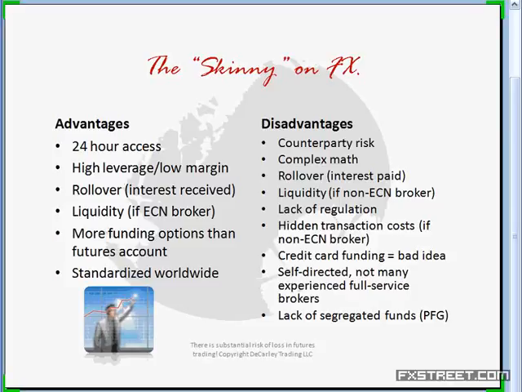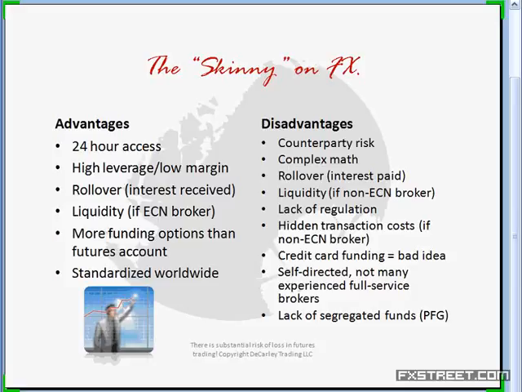And again, I mentioned PFG. PFG had both futures and Forex, and I'll tell you right now, the futures clients are being treated preferentially to the Forex clients. I'm not sure if the Forex clients will end up getting anything back, but we just don't know. It's too early to talk about that.